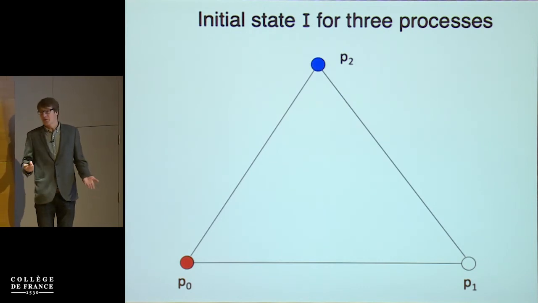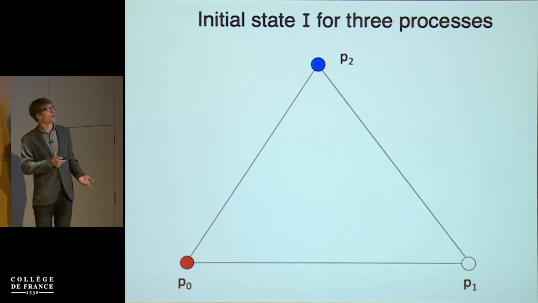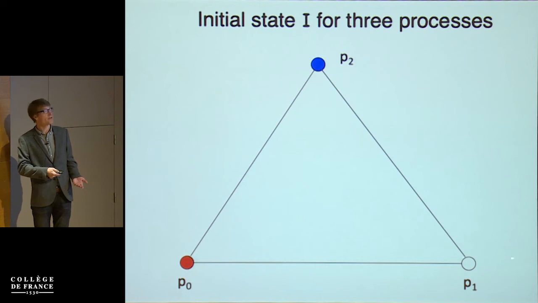Initial state, now you change the dimension. Yeah, so the initial state is a simplex of dimension the number of processes minus 1. So here we have 3 processes, and this is a 2-simplex. This is my initial state. Every vertex is colored. The color red is assigned to process P0, white to P1, blue to P2.